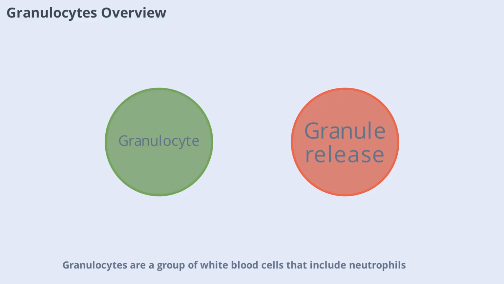Granulocytes are a group of white blood cells that include neutrophils, eosinophils, and basophils. Their effector functions involve releasing granules filled with enzymes and toxic substances to combat pathogens and regulate inflammation.